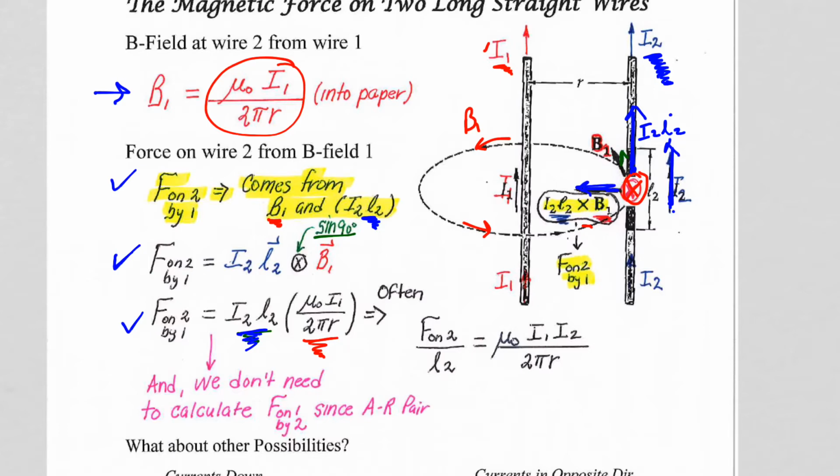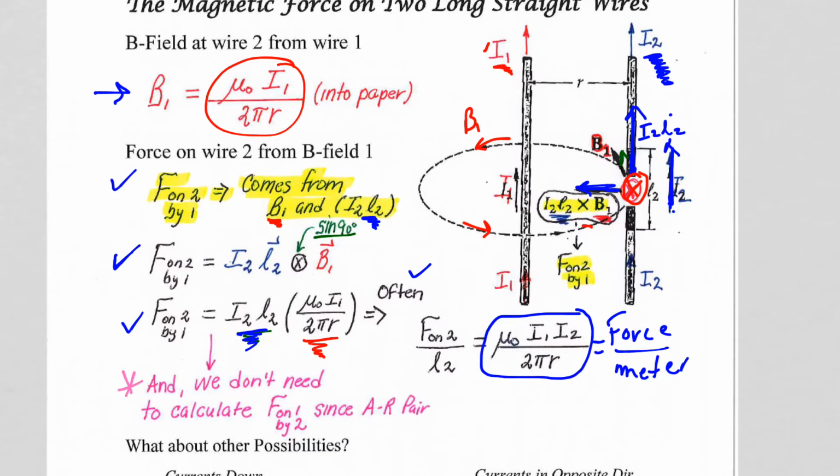Often, and so please make sure you get this in your notes, often in problems you're asked to solve for the force per meter on the wire. So this is the force per meter of wire. So please get this in, because even without knowing the length, you don't need to know the length to have the force per meter, mu naught I1 I2 on 2 pi r.